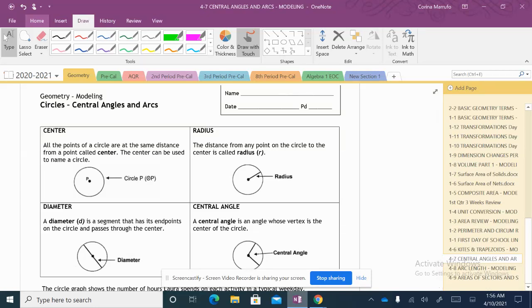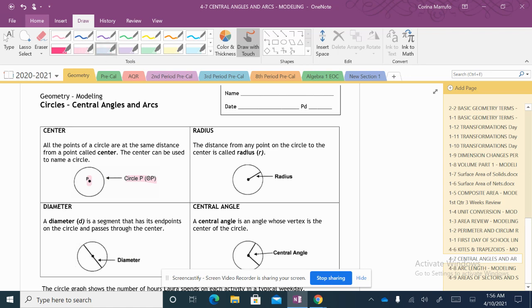Alright, so for our next topic, we're going to be covering circles, central angles, and arcs. All the points of a circle are the same distance from a point called the center. So here's our center right here, and we'll call this circle P because they label the center with the letter P.